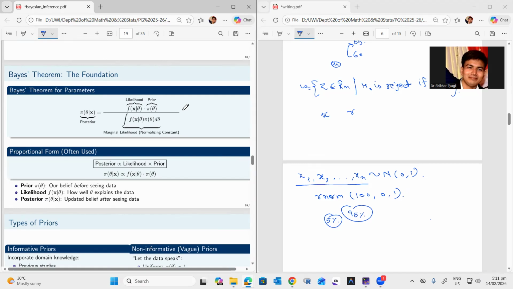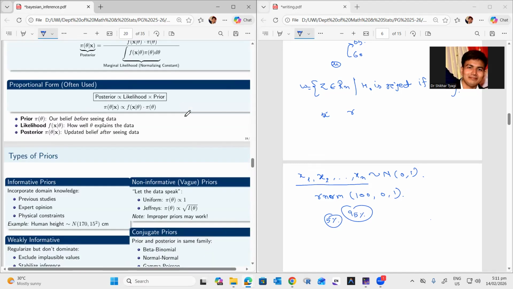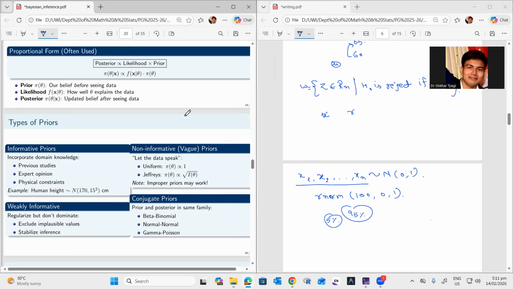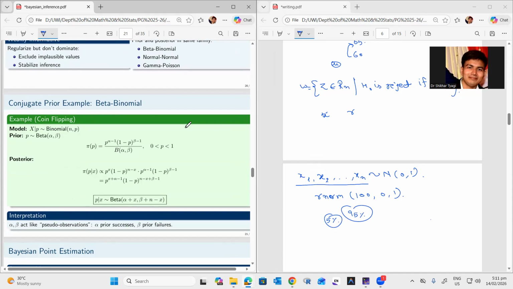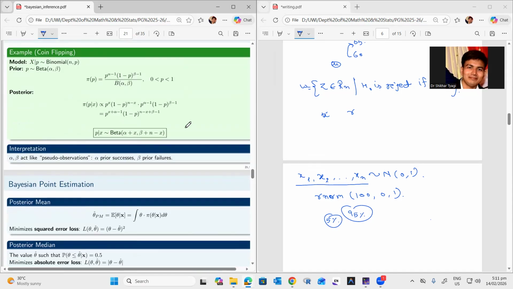And other things we will discuss are the types of priors. We have different types of priors: informative priors, non-informative priors, weakly informative priors, and conjugate priors. These are the priors that we will discuss in future lectures. And if you want, you can go to YouTube and you will find my lecture 1 about Bayesian inference. All the things you will find there. We discussed there the conjugate priors and the Bayes point estimation techniques.